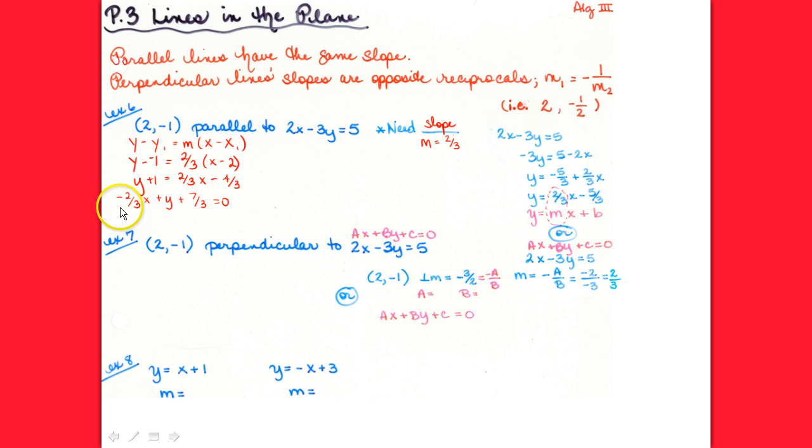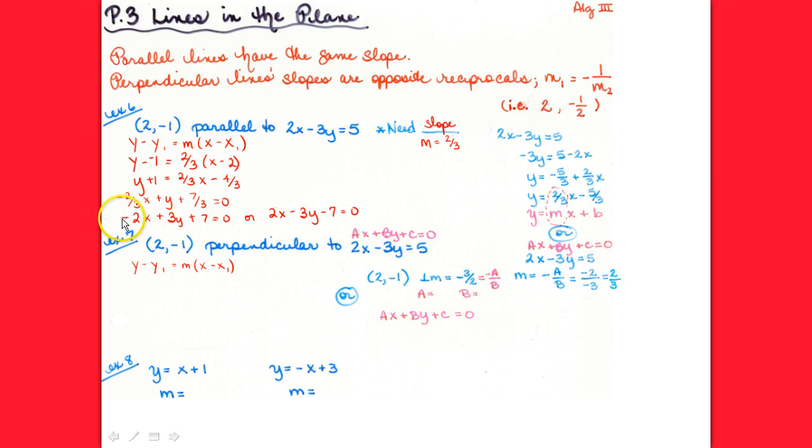So subtract the 2/3 x over and add the 4/3 over. 1 and 4/3 would give me 7/3. Remember, in standard form, you're not allowed to have any fractions. So I'm going to multiply by the least common denominator of 3 to clear out all those fractions.